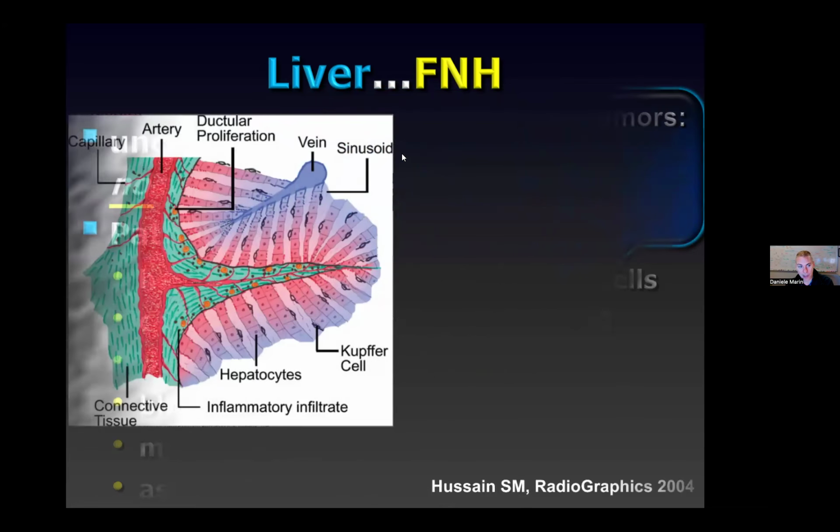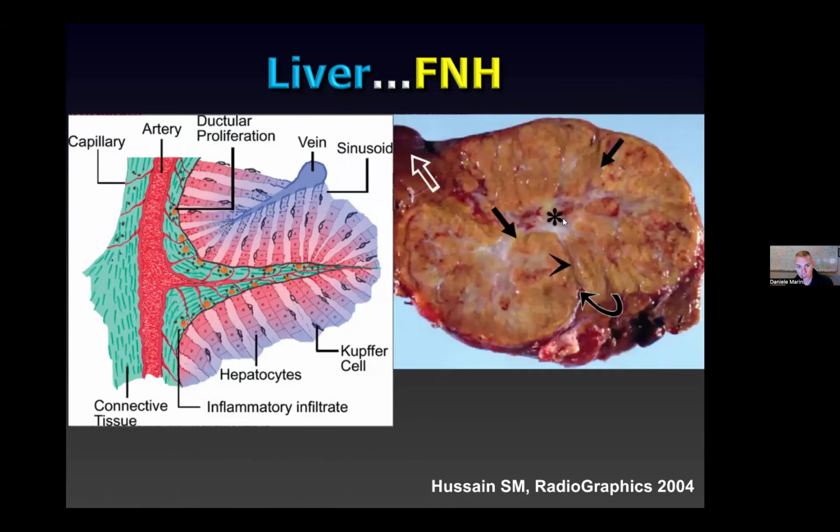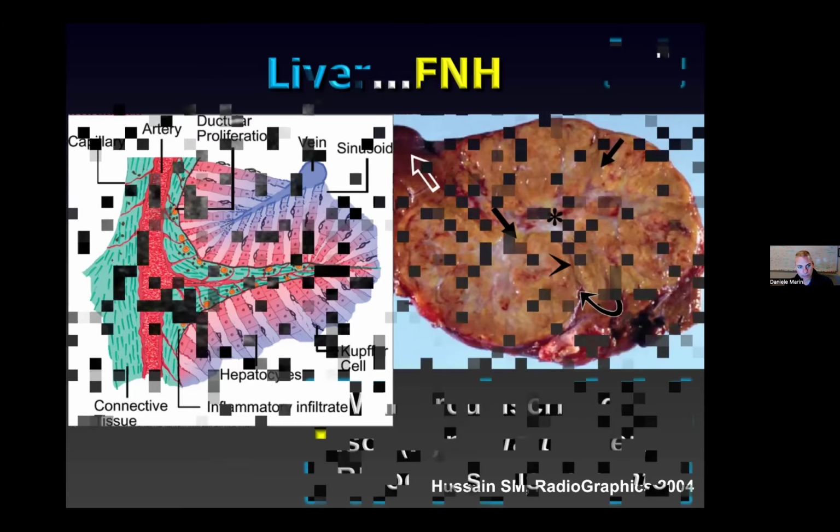This is just a typical appearance of focal nodular hyperplasia on pathology. You can see the white component in the central portion of the lesion is the central scar. You can see the peripheral area of hepatic regeneration around the scar. And the diagram nicely illustrates that there is a central feeding artery within the central scar, which is responsible for the hepatic regeneration, basically.